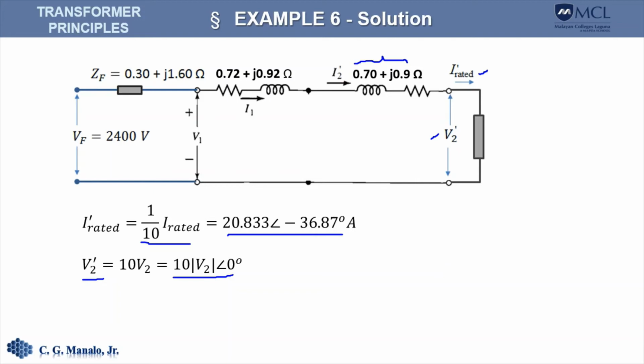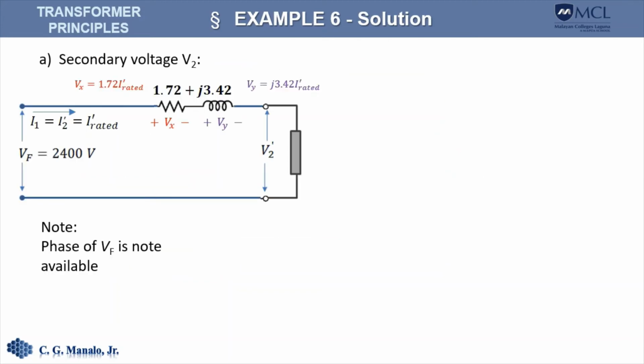Observe that the feeder impedance, the primary winding parameters, and the secondary winding parameters referred to the primary are all in series, and therefore we can combine them. That should give us this simple circuit. Take note that if we can find V sub 2 prime, you should be able to solve V sub 2.